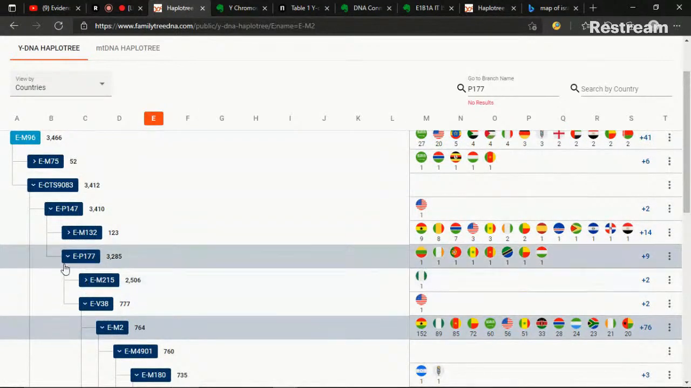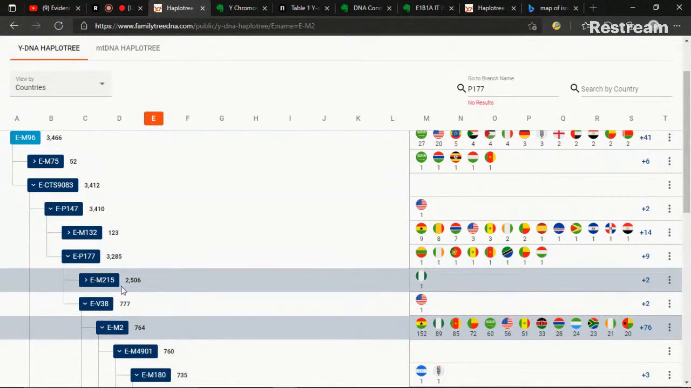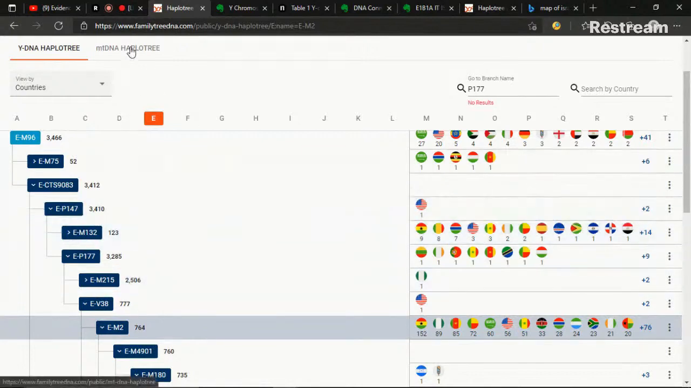And then we're going to have Abraham at EP777. And then from there, you're actually going to get your E1B1B, which we already confirmed historically that the E1B1B is the Arabs. Really, really interesting history to that.